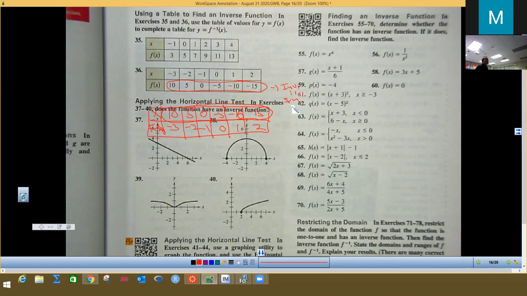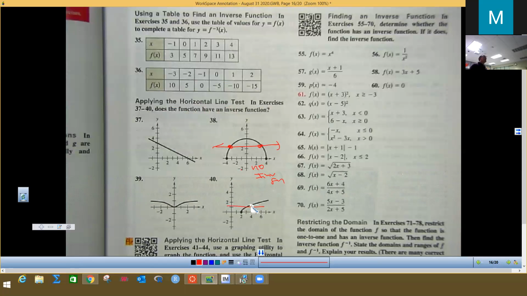And I'm telling you that because that's how you do number 33. I did not put that graph on here. Okay, going on down here, you want to choose a horizontal line test. So 38. Since this hits two places at the same time, there is no inverse function. If I do 40, there's nowhere that if I move that red line up and down horizontally, it would hit twice. So this has an inverse function.